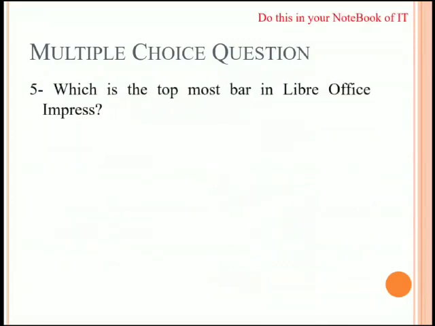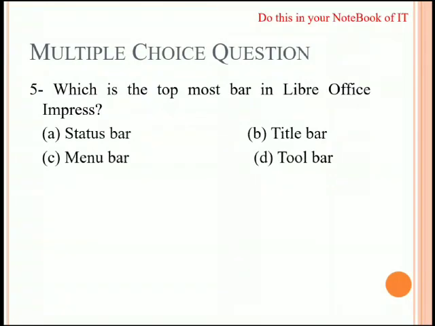Fifth is, which is the topmost bar in LibreOffice Impress? So options are A is status bar, B is the title bar, C is the menu bar, and D is the toolbar. So answer is title bar. Title bar is the topmost bar in LibreOffice Impress. It displays the name of the presentation.